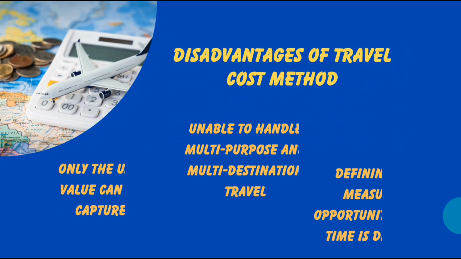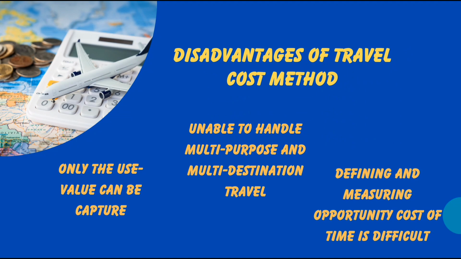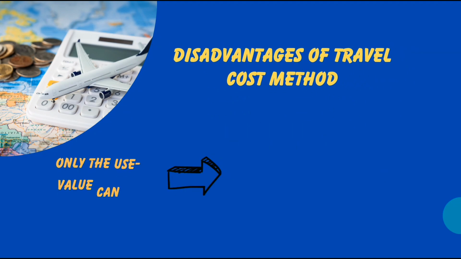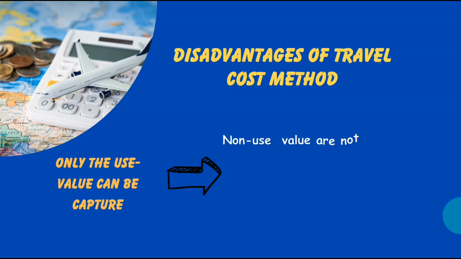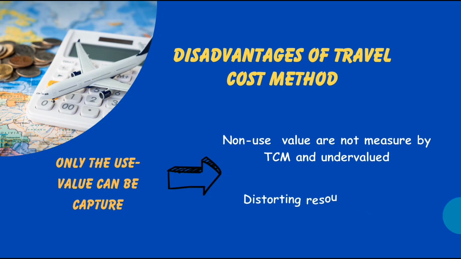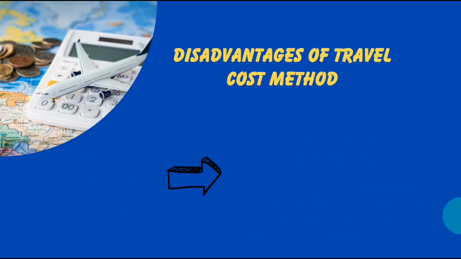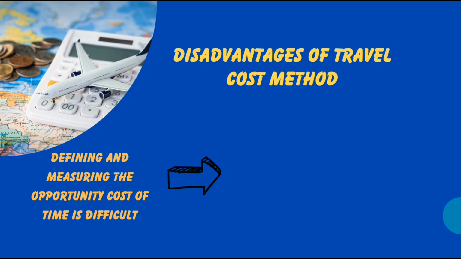There are also disadvantages to it, such as the central theoretical flaw in the travel cost method: it can only capture use values, shedding no light on non-use values, which could be much larger, at least in principle. Non-use values are not measured by the travel cost method, and therefore are undervalued, further distorting resource allocation against the non-use outcomes. Defining and measuring the opportunity cost of time is difficult.